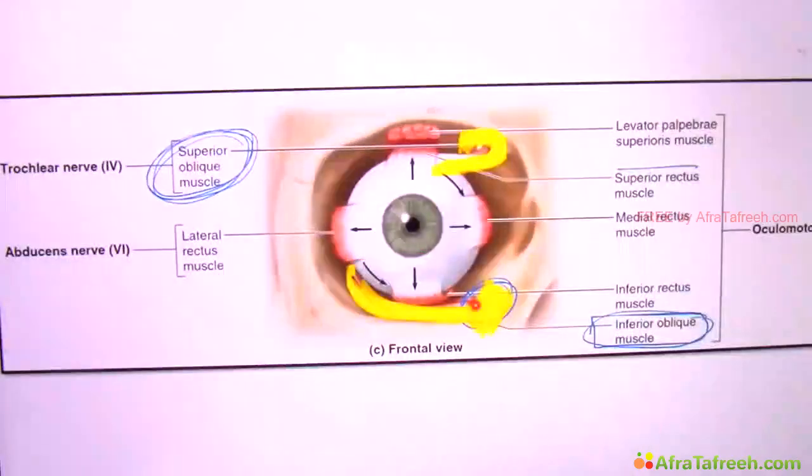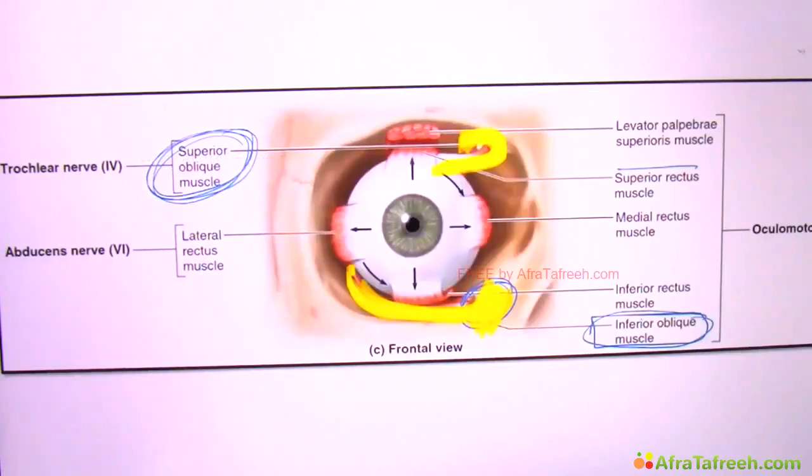See, insertion of all the muscles is into the sclera because they pull the sclera and move the eyeball. But understand, the inferior oblique is passing under the inferior rectus muscle and then inserting into the sclera of the eyeball. What is it doing? It will pull the eyeball, of course. Contracting means pull the eyeball.